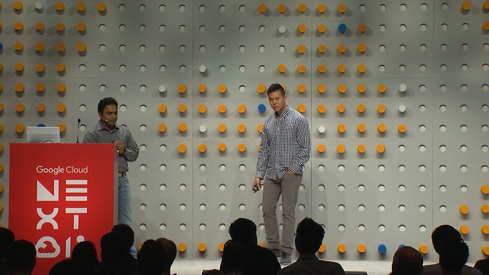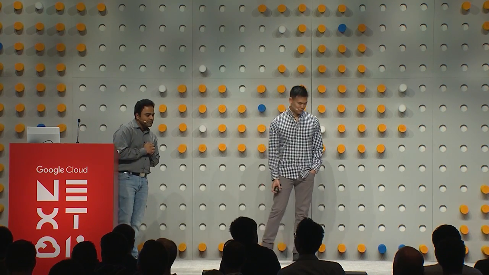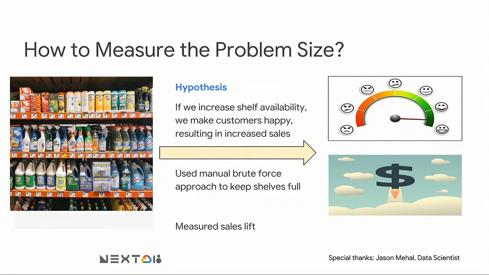All right, so how do we measure the problem size, right? So we know there is this problem with shelf outs, but fixing every single shelf out, what does it mean for Home Depot? What's the dollar value of that? So to find that out, we ran a field experiment. The hypothesis is that if we increase shelf availability, that would lead to making the customers happy, and also that would reflect in having higher sales.